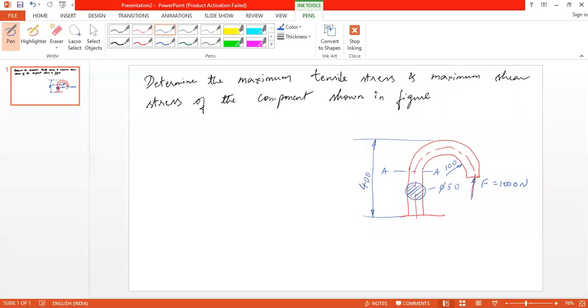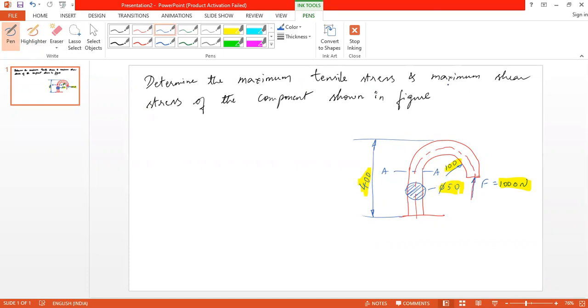Determine the maximum tensile stress and maximum shear stress of the component shown in the figure. Here, this is the component subjected to a load of 1,000 newtons, which is of circular section of 50 mm diameter, and the total height is 400 mm. The radius of curvature is 100 mm. We need to find out the maximum shear stress and tensile stress.